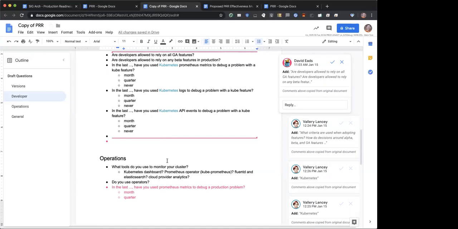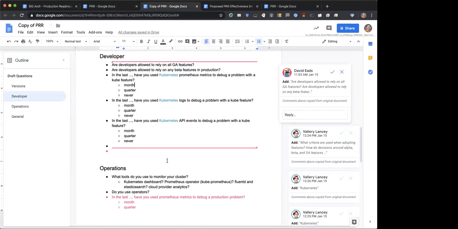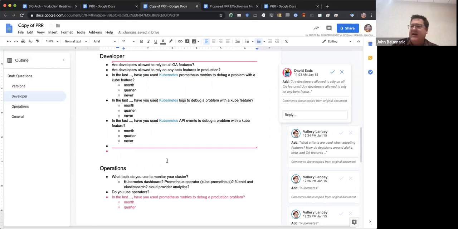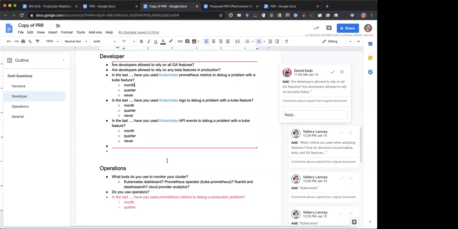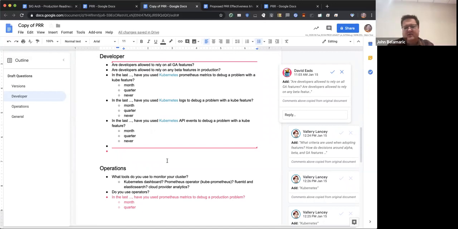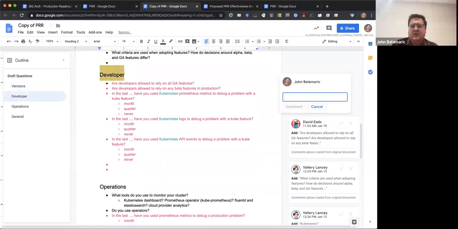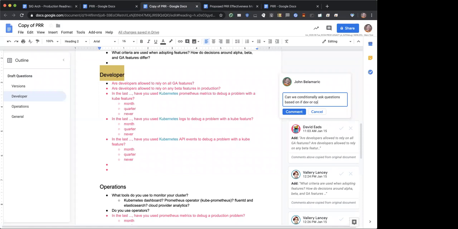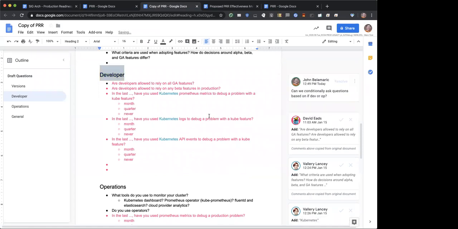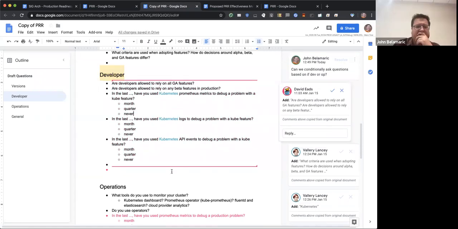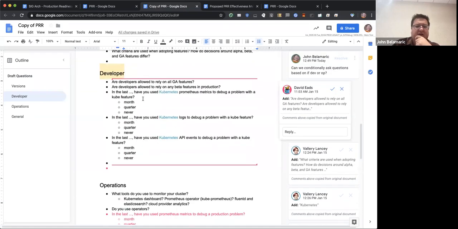Sure, we can ask that. And then can we ask them different questions? Maybe we can find a way to ask them the same question. I don't know, I can look into that. Okay, I guess I can put a comment on the document. Can we conditionally ask questions? I guess if we're careful about it, we won't have to. But it's good to know.